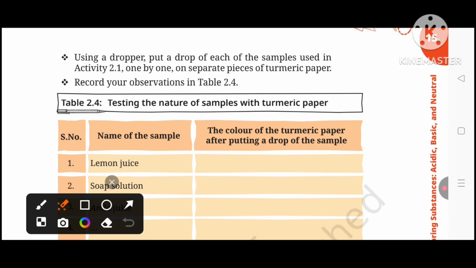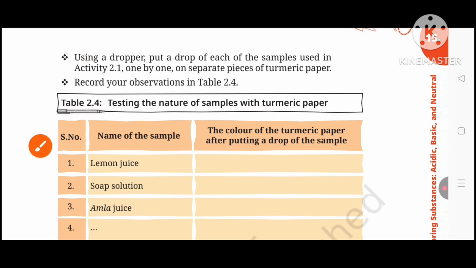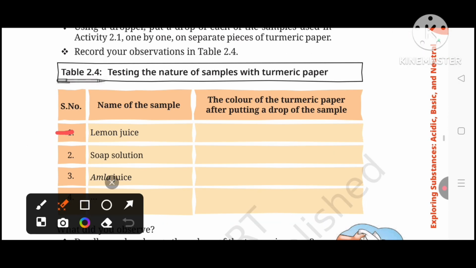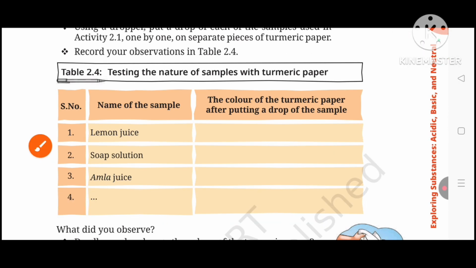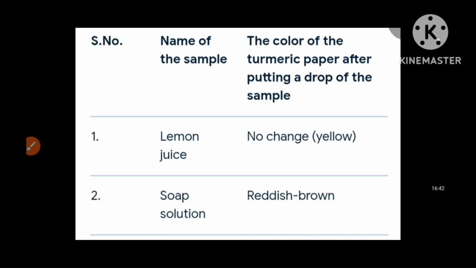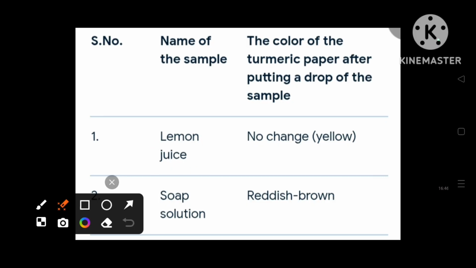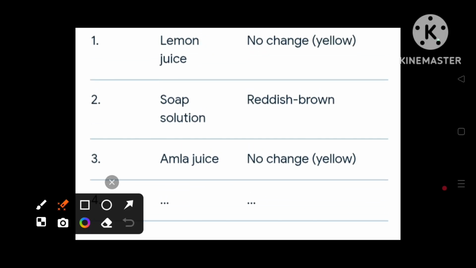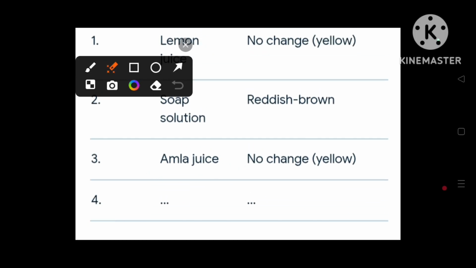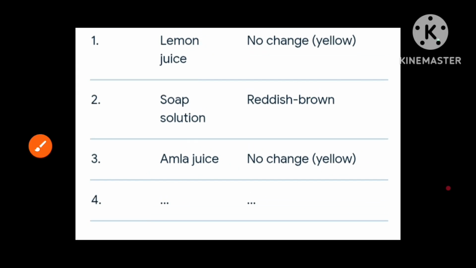In a previous video, we did Activity 2.1 and we are well acquainted with the samples used in it. These are lemon juice, soap solution, amla juice, and so on. Lemon juice: after putting a drop of the sample, there will be no change in the color of the turmeric paper; it remains yellow. Soap solution: reddish brown color; the yellow strip will be converted into reddish brown. Amla juice: no change in color; the yellow strip remains yellow.